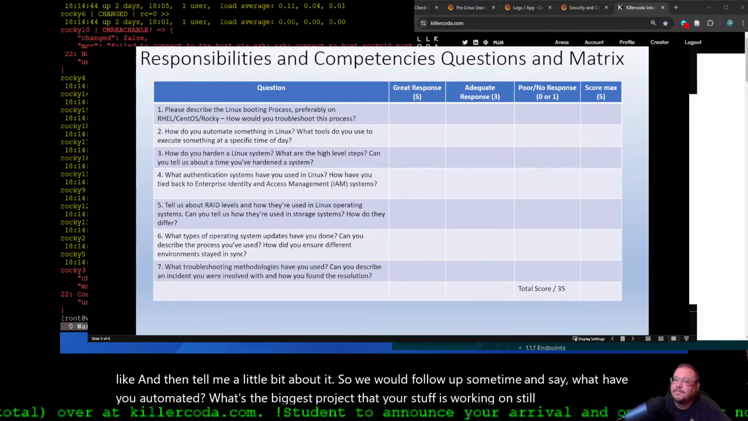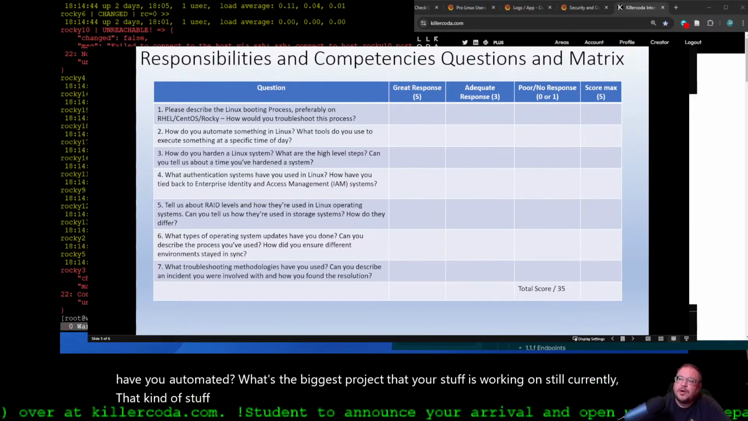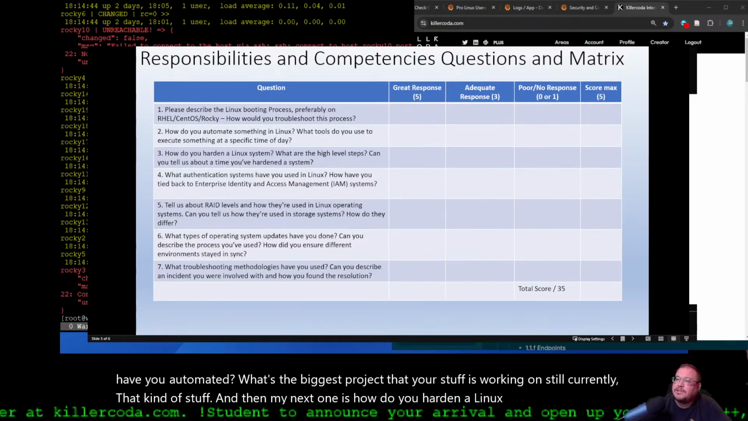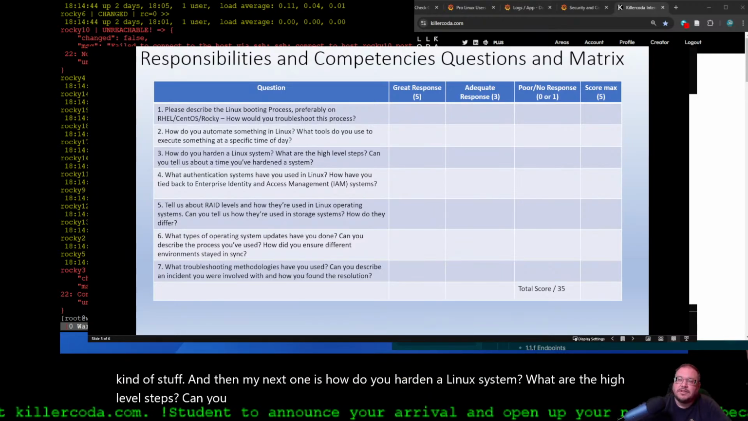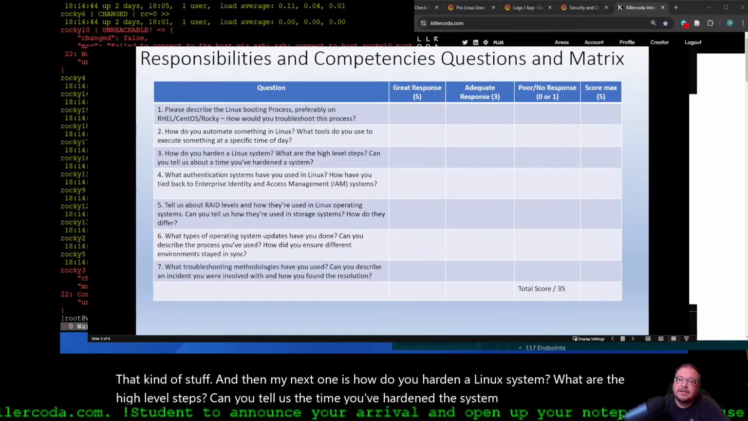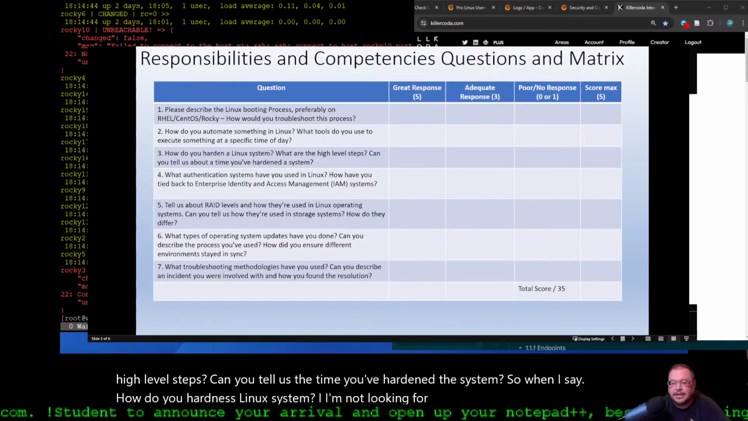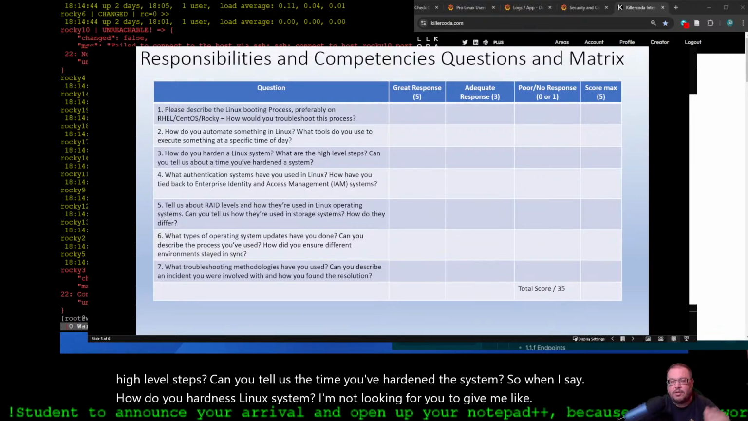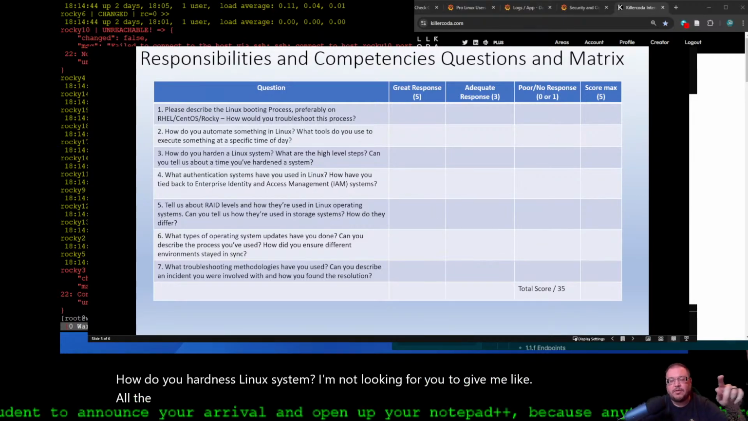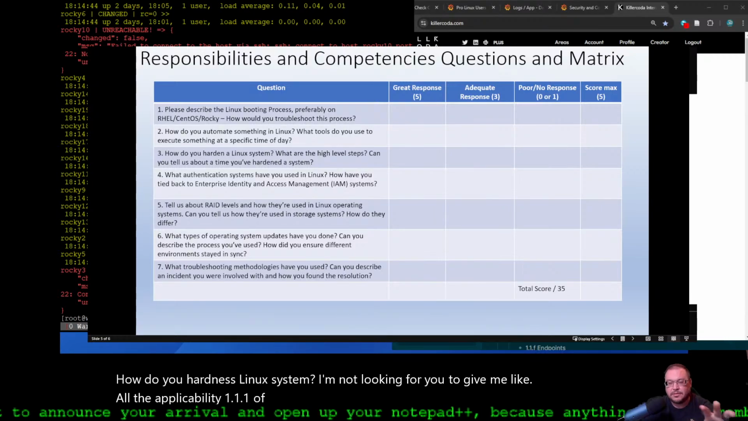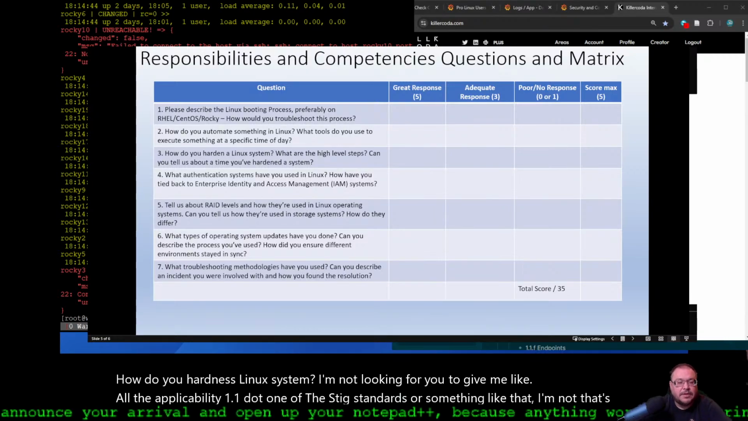That kind of stuff. And then my next one is, how do you harden a Linux system? What are the high level steps? Can you tell us about a time you've hardened a system? So when I say, how do you harden a Linux system, I'm not looking for you to give me all the applicability of 1.1.1 of the STIG standards or something like that. That's not what I'm doing.